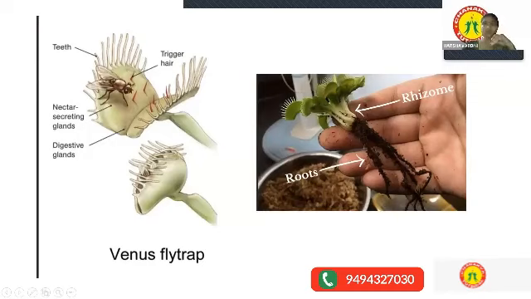Now we will go to the Venus flytrap. As everyone knows, the Venus flytrap is also an insectivorous plant. If you see the left hand side of the image, the parts of the Venus flytrap are given very clearly. When the insect comes, there is something called the trigger hair. If you can see, there is something called the trigger hair.